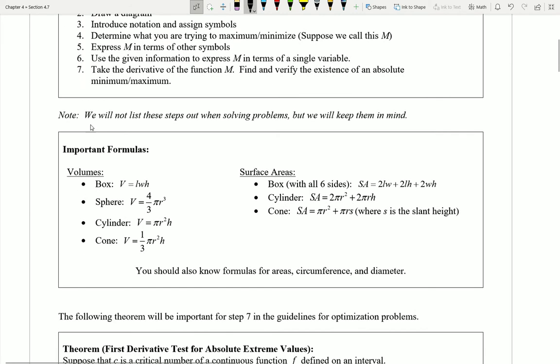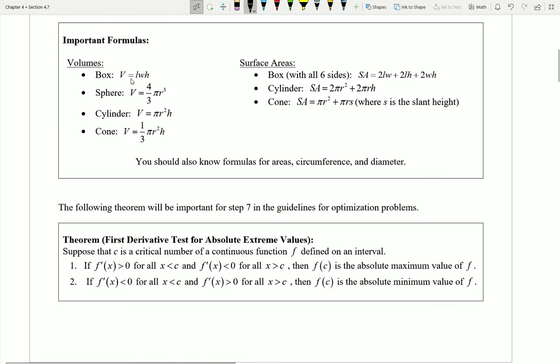Now, in addition to that box of guidelines, we also have here a box of important formulas. These are formulas that you should really be aware of because they're going to be very common things that we're going to use throughout this section in different questions. So things like volumes of boxes, spheres, cylinders, and cones are formulas that we should really know or at least start to commit to memory. Surface areas are maybe some new ones. Surface areas for a box, a cylinder, and a cone should also be very, very important. We should also know formulas for different areas, like areas of triangles and rectangles and things of that sort, as well as circumference and diameter.